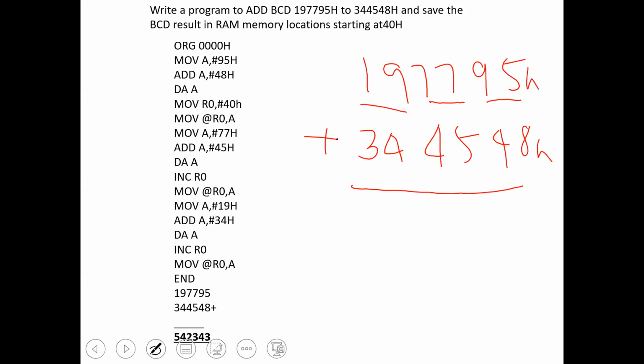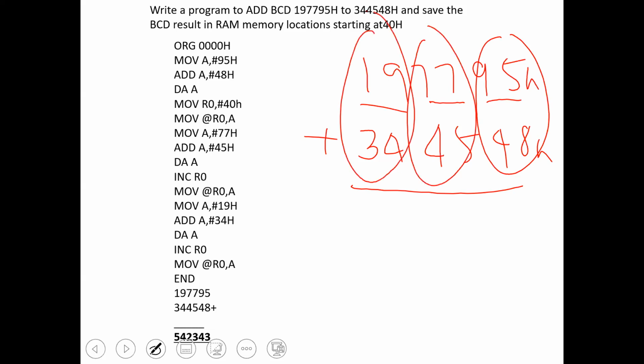First I have to add these two numbers, then these two numbers, then these two numbers. So how many 8-bit additions do I have to perform? 3 8-bit additions. After that, I have to convert it to BCD. For BCD addition, which instruction is used? DAA. BCD instruction, DAA.